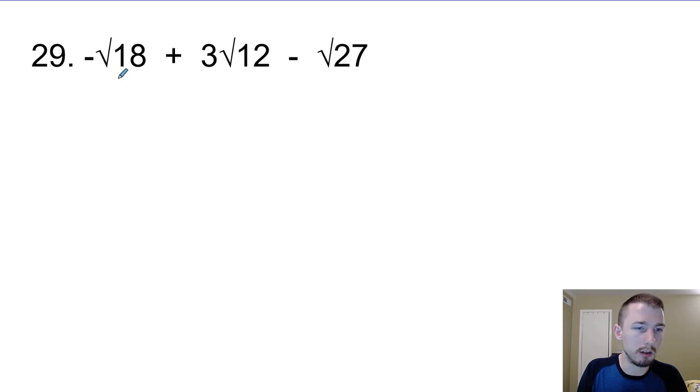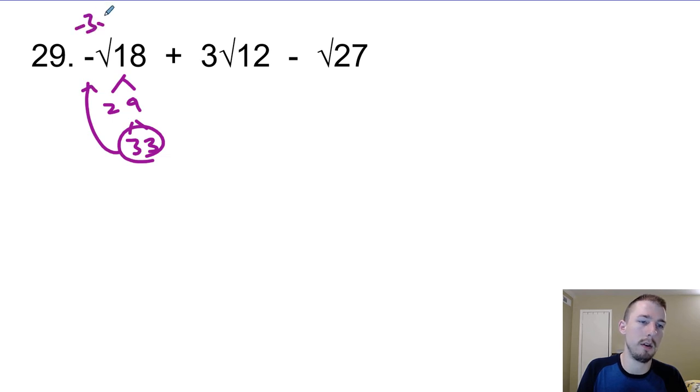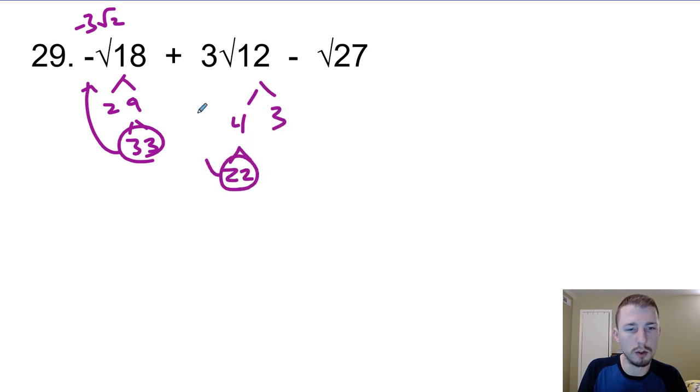All right, break it down. That's going to be 2 and 9. 9 is 3 and 3. I see my matching pair. So that's negative 3 radical 2. That's going to be 4 and 3. 4 is a perfect square. Pull the 2's out to join the 3, which is going to be 6 radical 3.